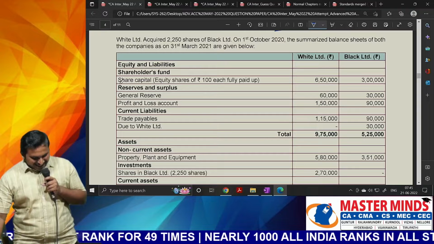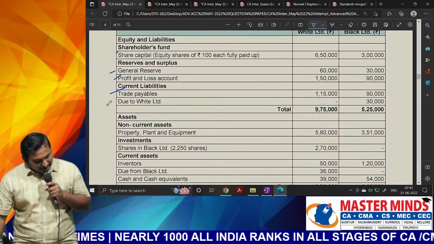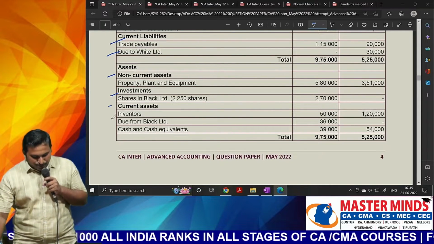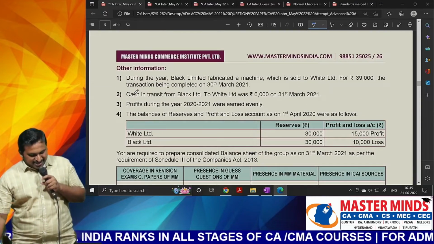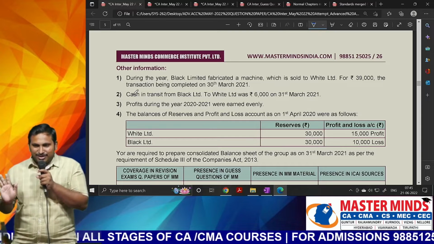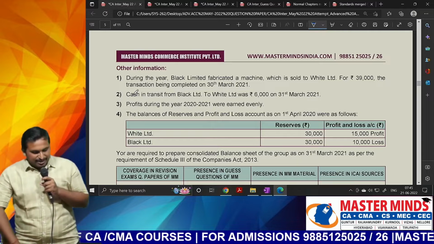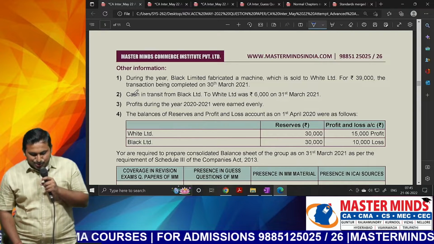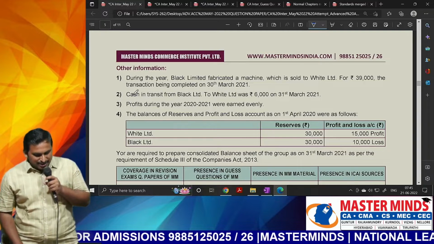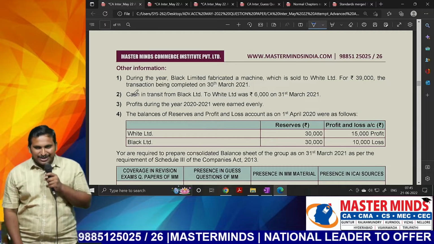They'll give some liabilities, sir, maybe some reserves and surplus, trade payables due to white, then some asset details also they have given. Then look at the additional information. Very little information was given, sir. It's a new question only, just very little information. First one: during the year, Black fabricated a machine which is sold to White for 39,000. The transaction being completed on 30th March 2021.